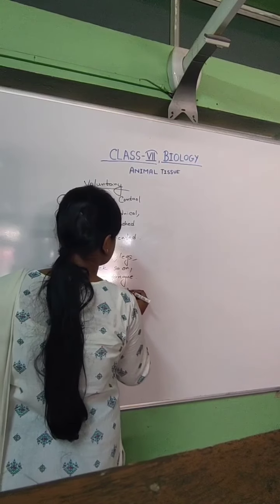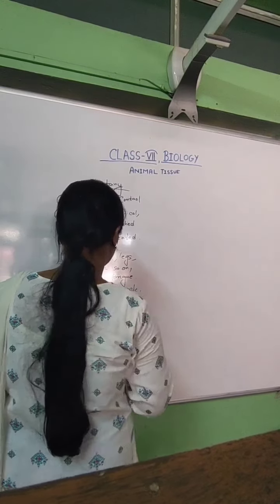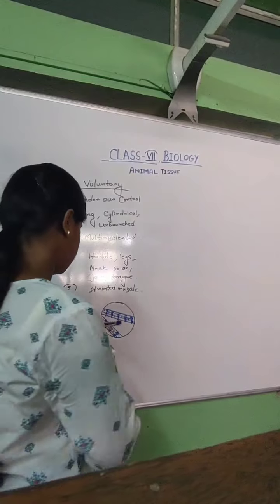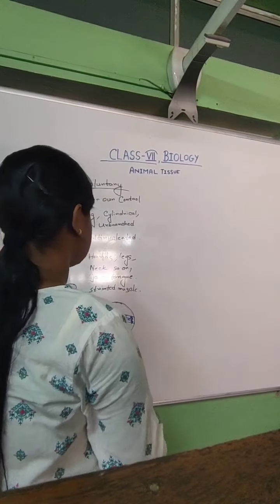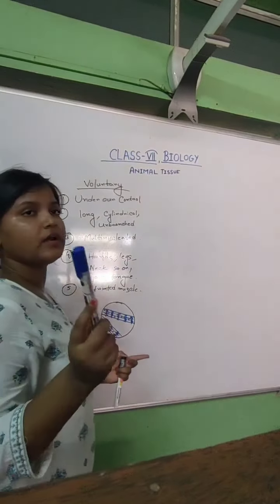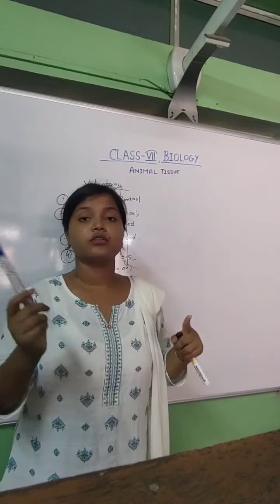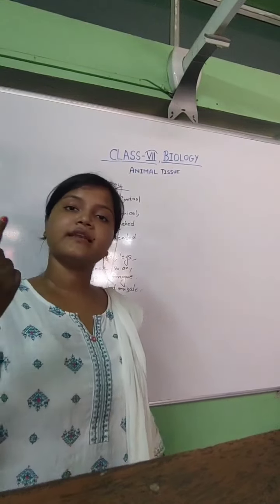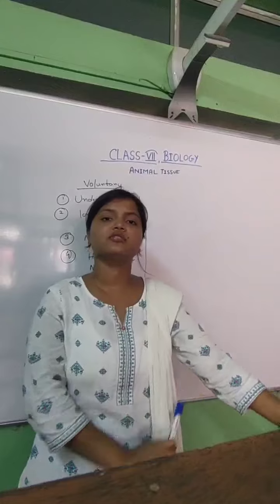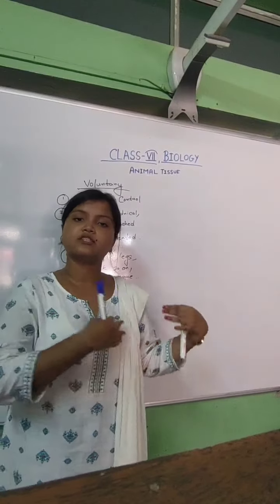Striated muscles, or you can say that striations are present. Okay, this you can tell them. Striated muscles. There is also one name I just forgot. That is skeletal muscles. Why skeletal muscles? Because it is attached to your skeletal system, to bones.